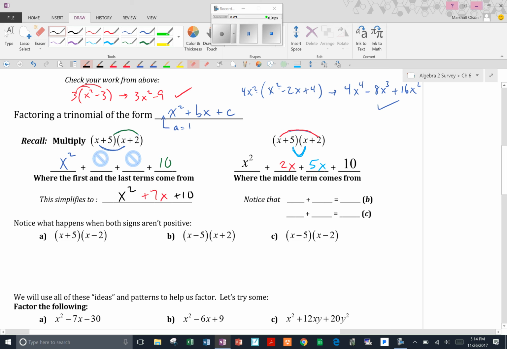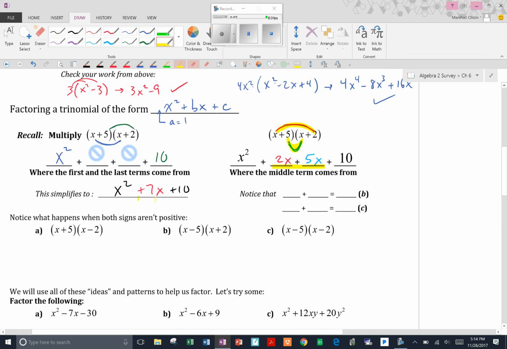So when we multiplied these two terms together here and these two terms together here, that gave us the two things that we could combine. Also notice when we multiplied those two values together, the 5 and the 2, that gave us that ending number 10. So notice that 2 plus 5 gives us the 7 that's in the middle, and that 2 times 5 gives the 10, which is the c value at the end.